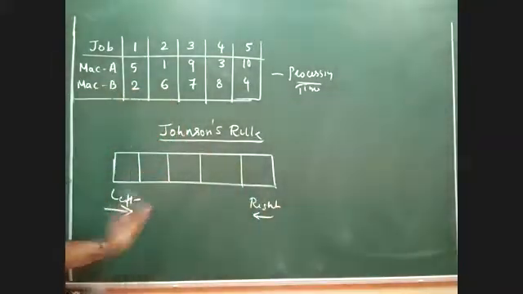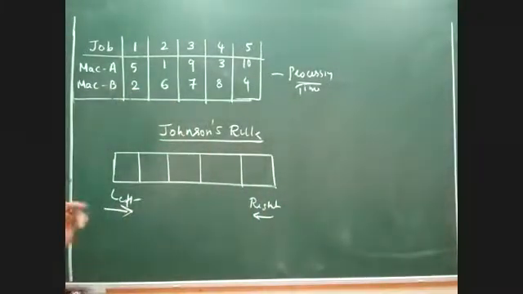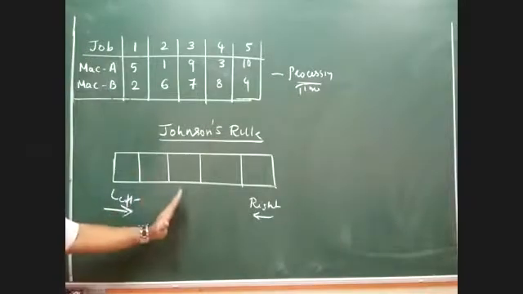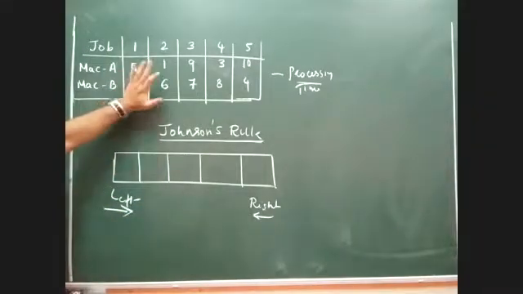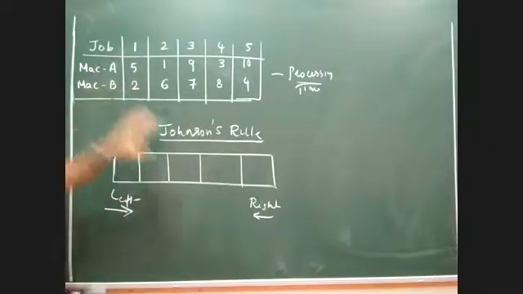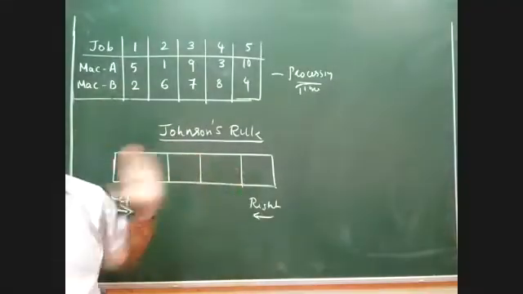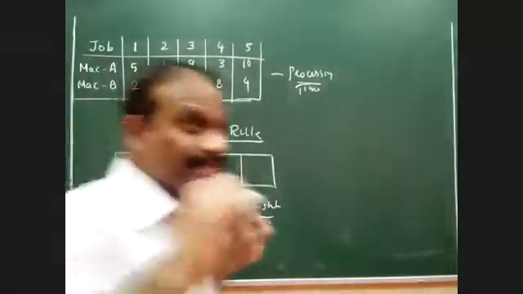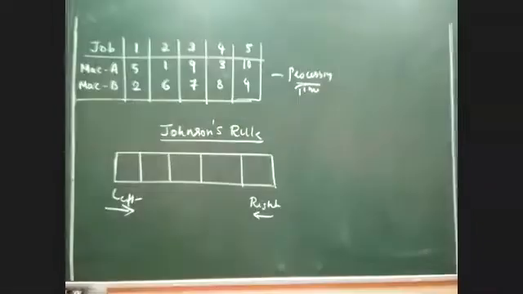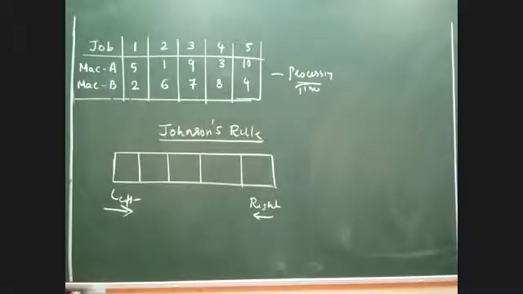These are very important. Please remember this step very clearly. If the lowest processing time happens to be on machine A, then assign from the left side. If the lowest processing time happens to be on machine B, then I'm supposed to assign from the right side. This is how we decide the order. Did you all understand this step? Did everyone understand this concept? Yes or no? Yes, sir. Now let's start doing the assignment.